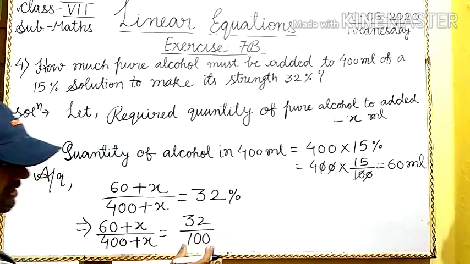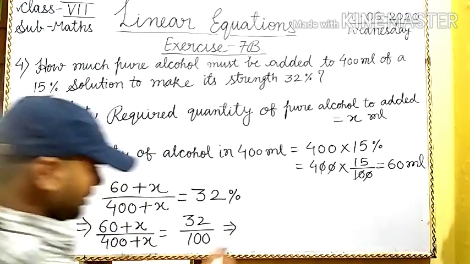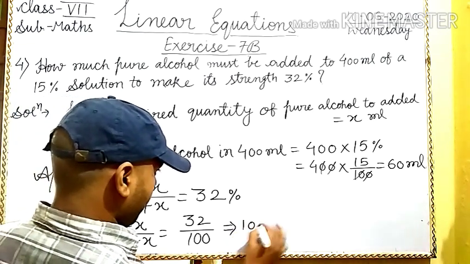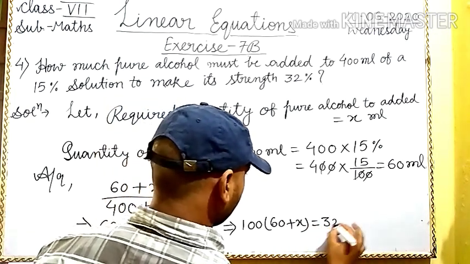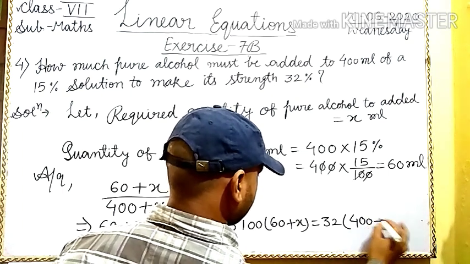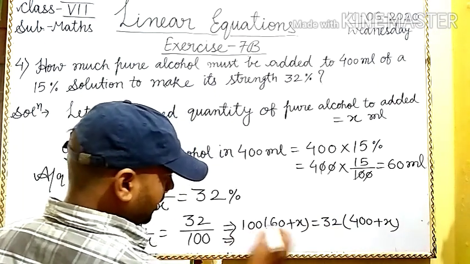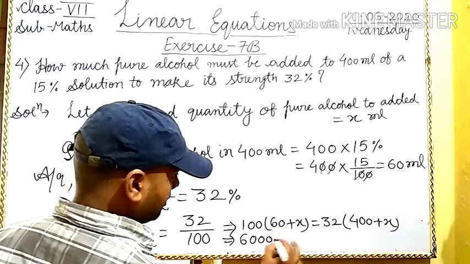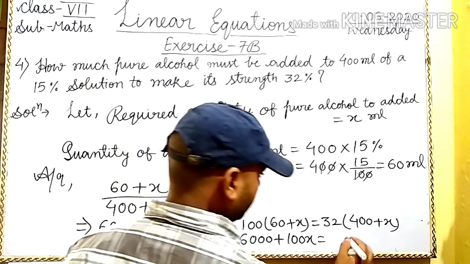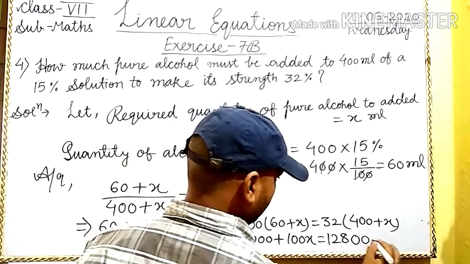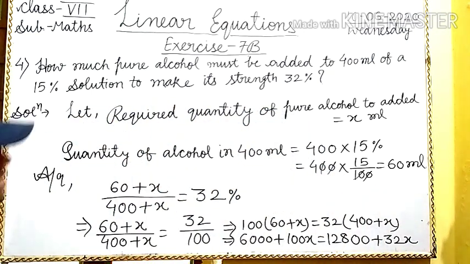We remove the percentage, writing denominator 100. By cross multiplication, 100 into (60 plus x) is equal to 32 into (400 plus x). 100 into 60 is 6000 plus 100x. 32 into 400: 4 twos are 8, 4 threes are 12, put double 0, so 12,800 plus 32x. Is it clear?